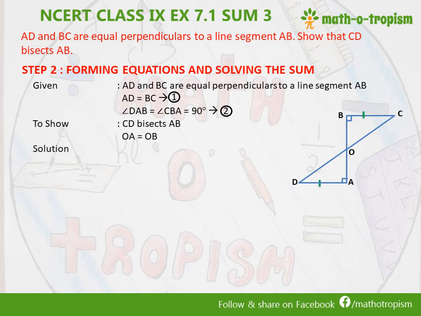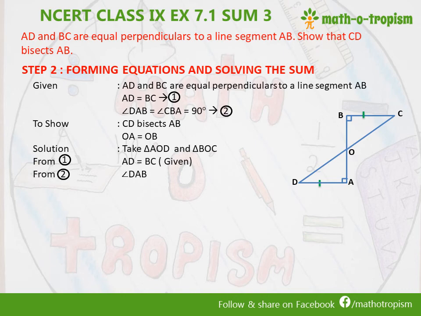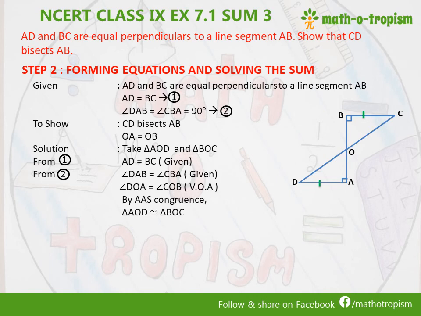So solution is, we will take triangle AOD and triangle BOC. From 1 we have AD is equal to BC. From 2 we have angle DAB is equal to angle CBA, which is 90 degrees. Angles DOA and COB both are vertically opposite angles. So by AAS congruence, we can write triangle AOD is congruent to triangle BOC. Therefore by CPCT, that is the corresponding parts of the congruent triangles, we have OA equal to OB. Thus we have shown that CD bisects AB.